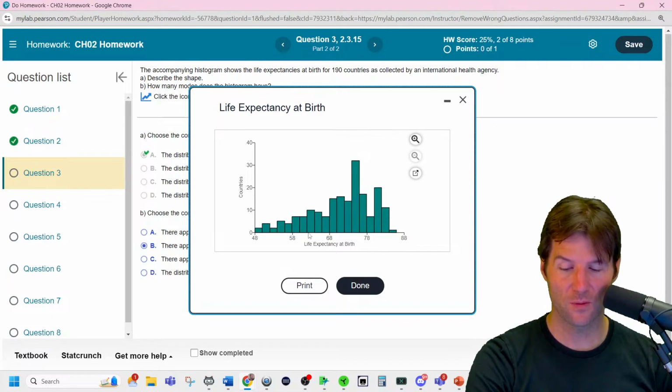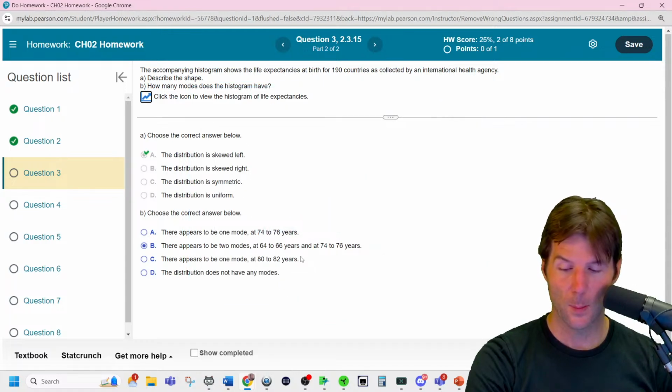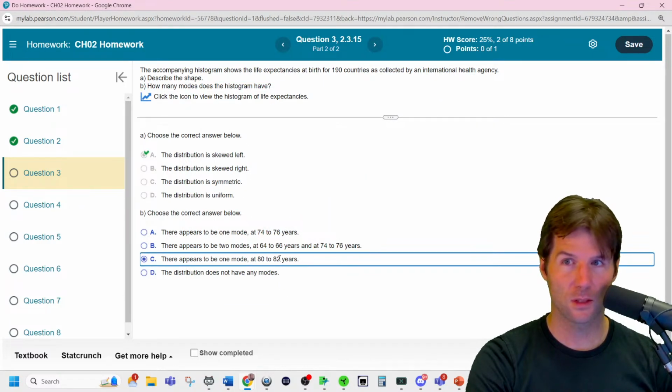So choose the correct. There's the one peak, but there's not a mode down here between 64 and 66. Does everyone notice between 64 and 66 down here, there's not a peak? Someone could argue around the low 80s, but there's the other peak, the prime.